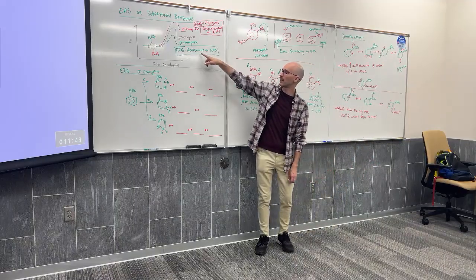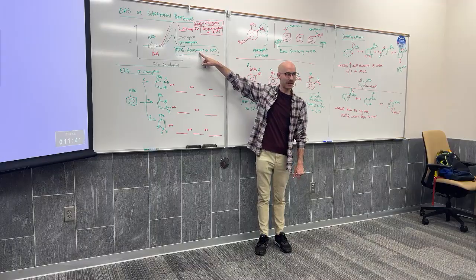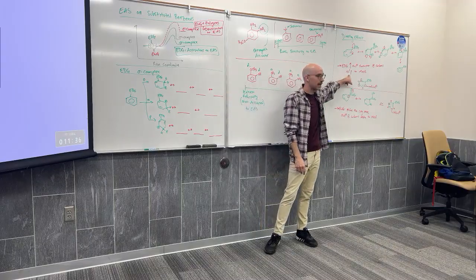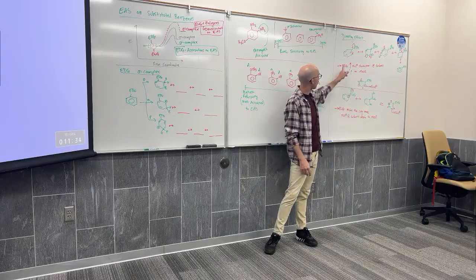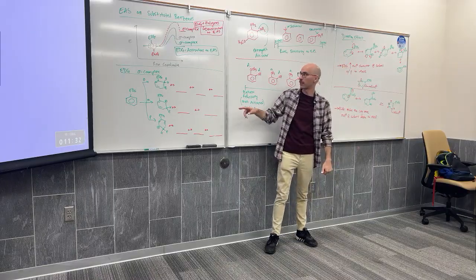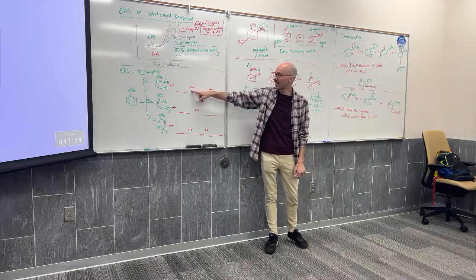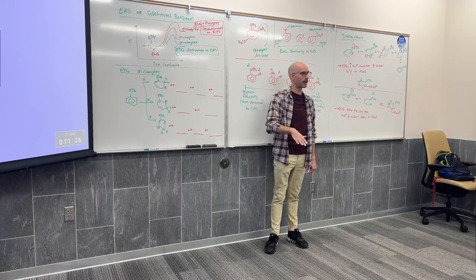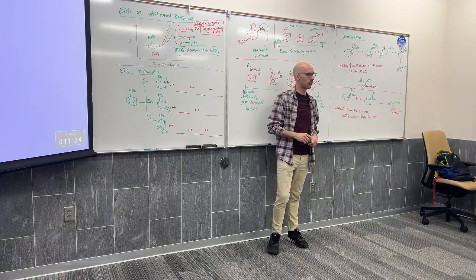So why do donating groups activate the ring? They donate electron density. Why do they activate the ring ortho-para? They put on that partial charge character. Also, when they direct ortho-para, they stabilize the sigma complex with more resonance forms.